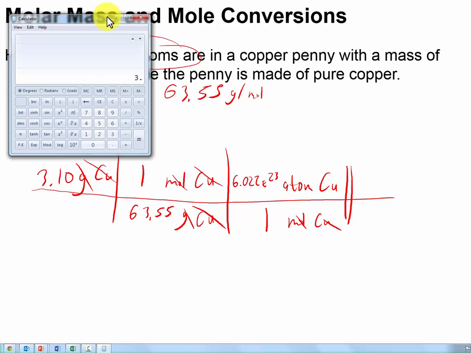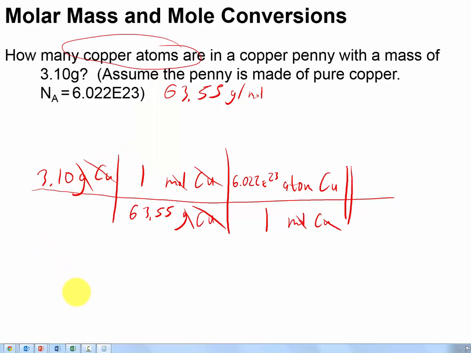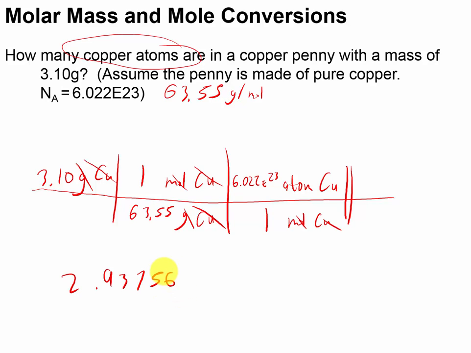So we have 3.10 divided by 63.55. Now we'll do times 6.022 times 10 to the 23rd. I'm not going to put in the times 10 to the 23rd for the moment, because when I hit enter, it's just going to add it 23 places long. I'm just going to remember that I'm going to have to add 23 to the power. So 2.93756 times 10 to the 22.